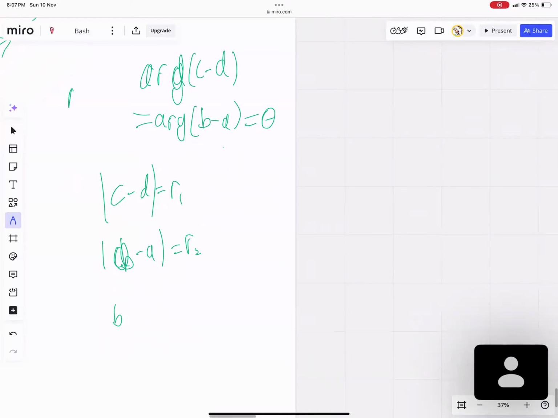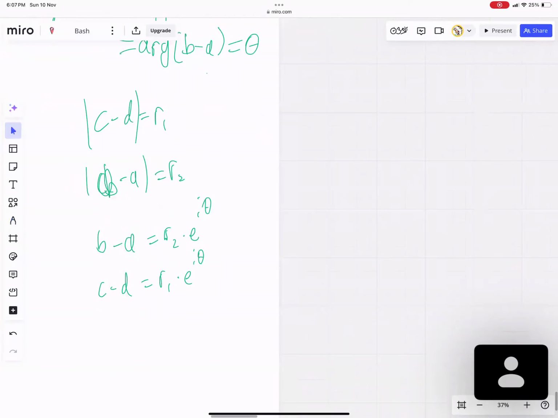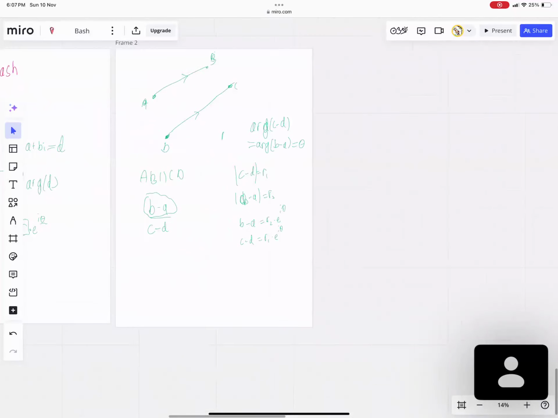We get that b minus a is equal to r2 into e to the i theta, and c minus d is equal to r1 into e to the i theta also. And this means that the ratio is a real number.